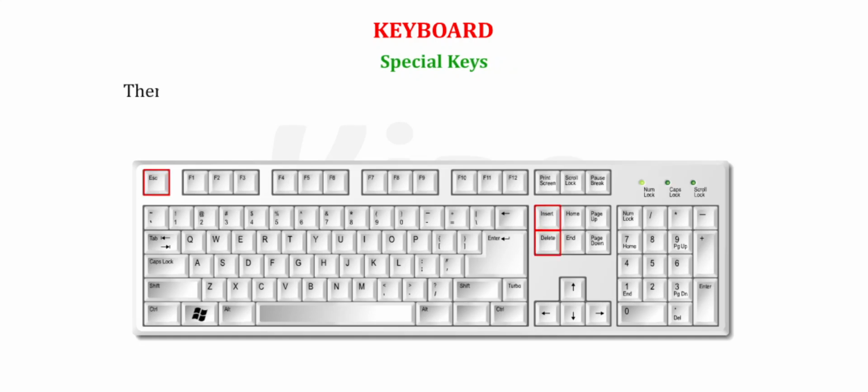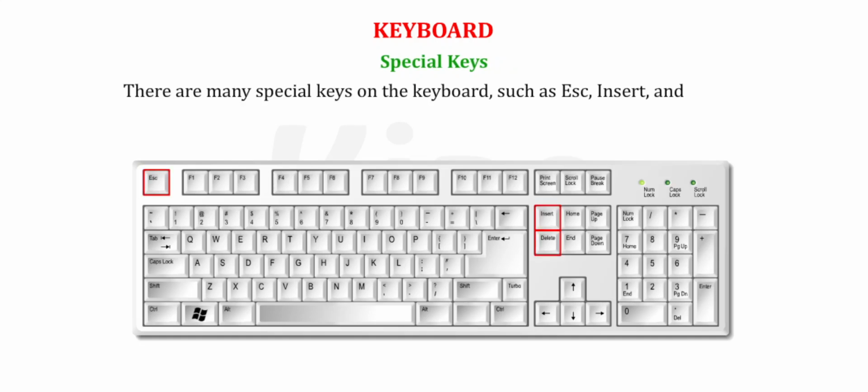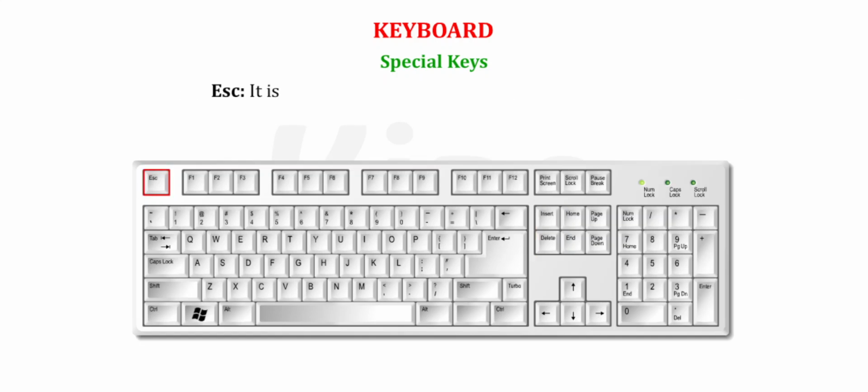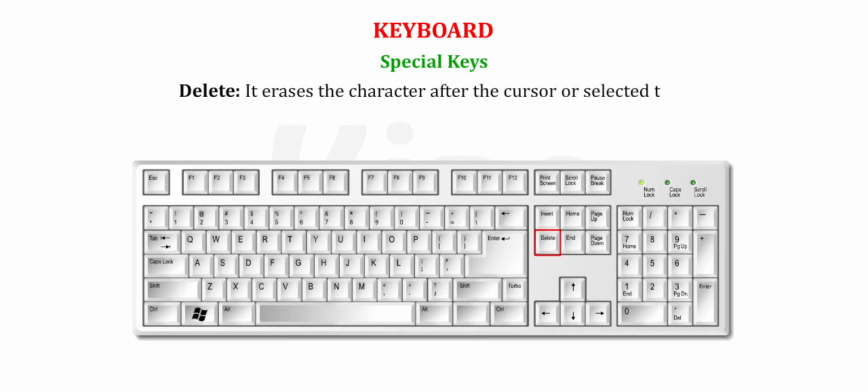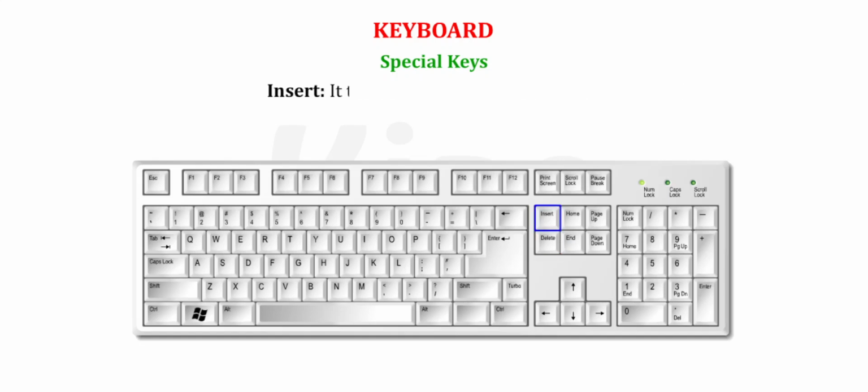Special keys. There are many special keys on the keyboard such as Escape, Insert and Delete. Escape. It is located on the top left corner of the keyboard. It is used to abort, cancel or close an operation. Delete. It erases the character after the cursor or selected text. Insert. It turns the insert mode on or off.